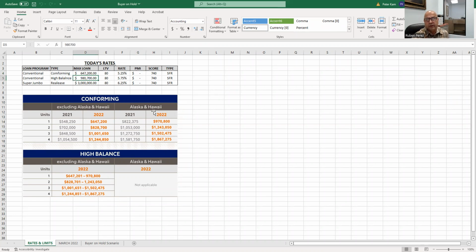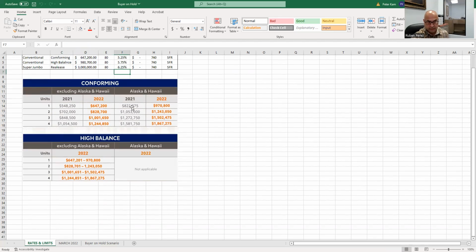Any loan over $647,200 is automatically going to be considered a high balance loan. That max loan is $987,000. The rate today for that is roughly about 7.75, give or take, depending on the points or no points. Anything over that amount up to about 3 million is called a super jumbo. That rate's about 6%. I put 6.25 just to cushion it a little bit, but about 6.25 or 6% today.